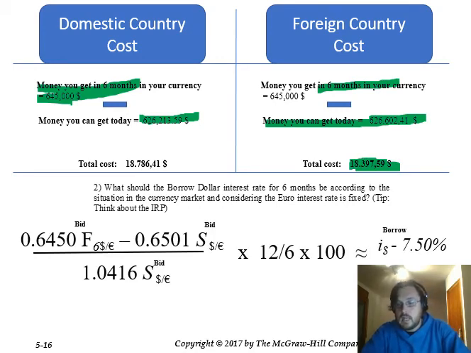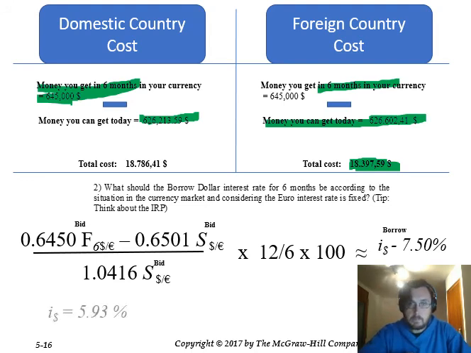Okay, but cheaper. To solve the second question, to solve for the borrowed dollar interest rate for 6 months, we need to do some calculations, and we're going to get 5.93. You realize the original number was 6%? It is really close because we are almost there in equilibrium. That's why the difference is really small. But we save a little money if we perform the operation in the foreign country.